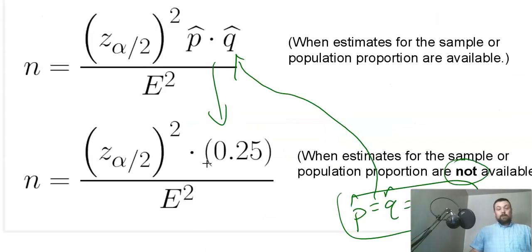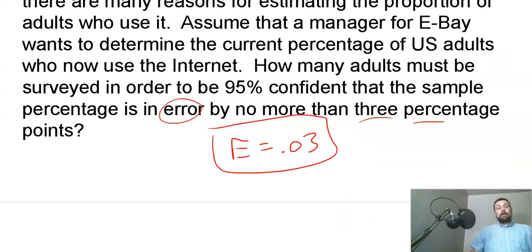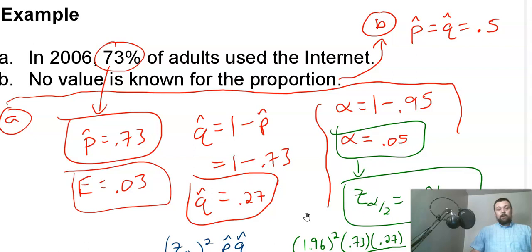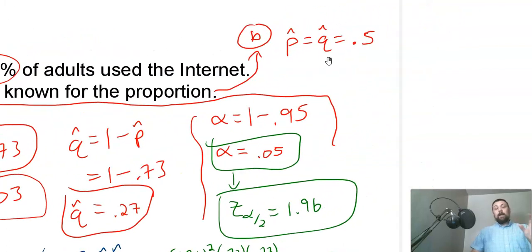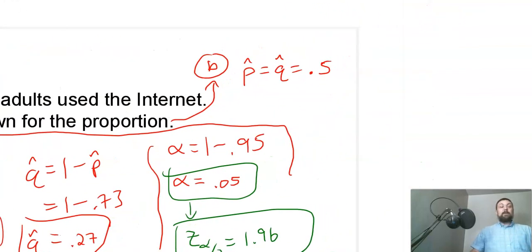So either use this formula or just use the same formula we did for part A, but here we're going to plug in 0.5 and 0.5. And that's what I'm going to do. That's the way I think of it. So everything else is the same. E is still 0.03. Z is still 1.96. But for p hat and q hat, we're going to use 0.5 since we didn't know what those values might be. We didn't have any idea, right?